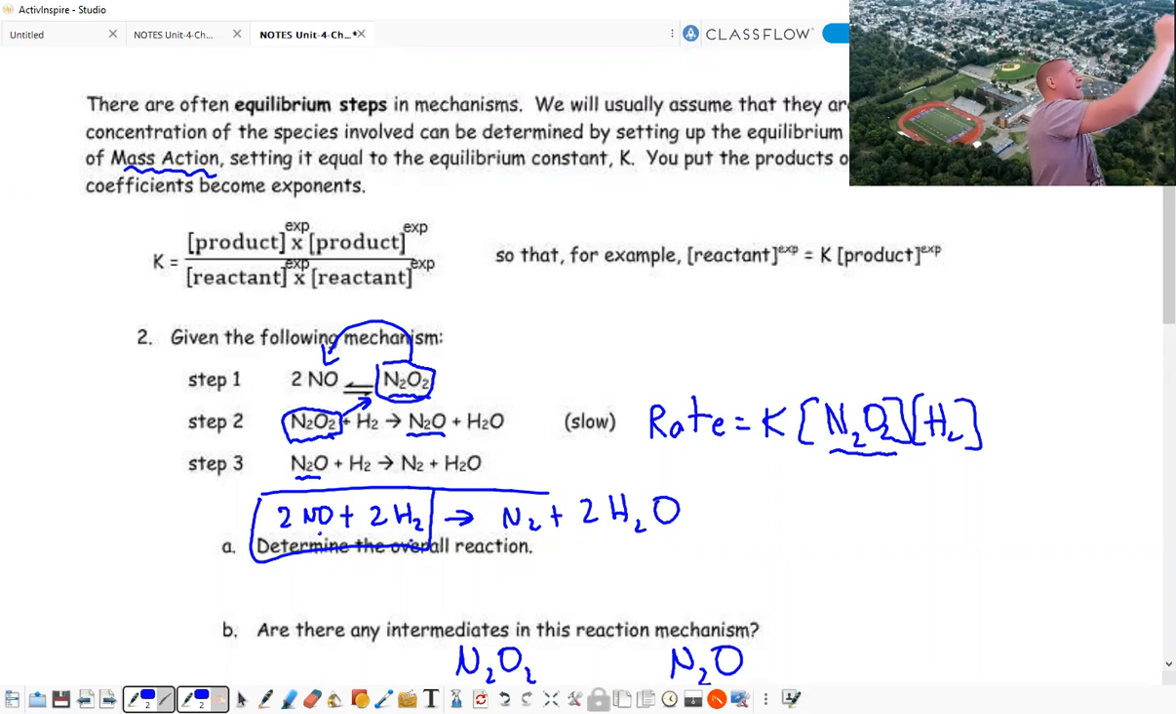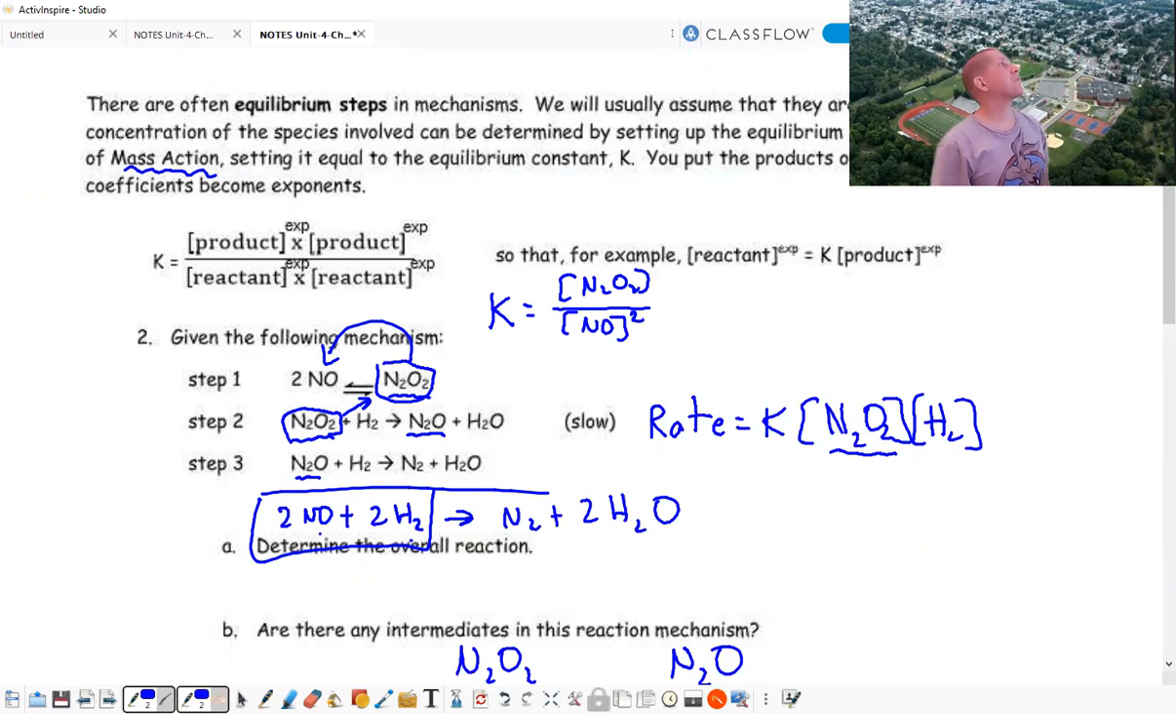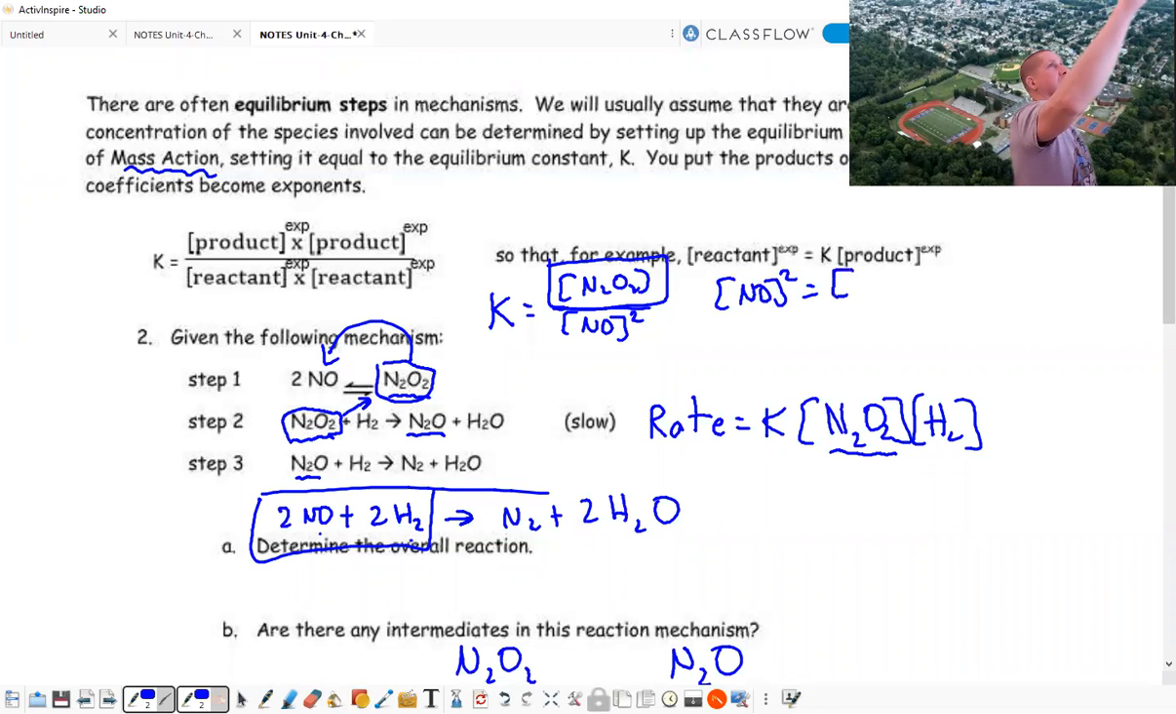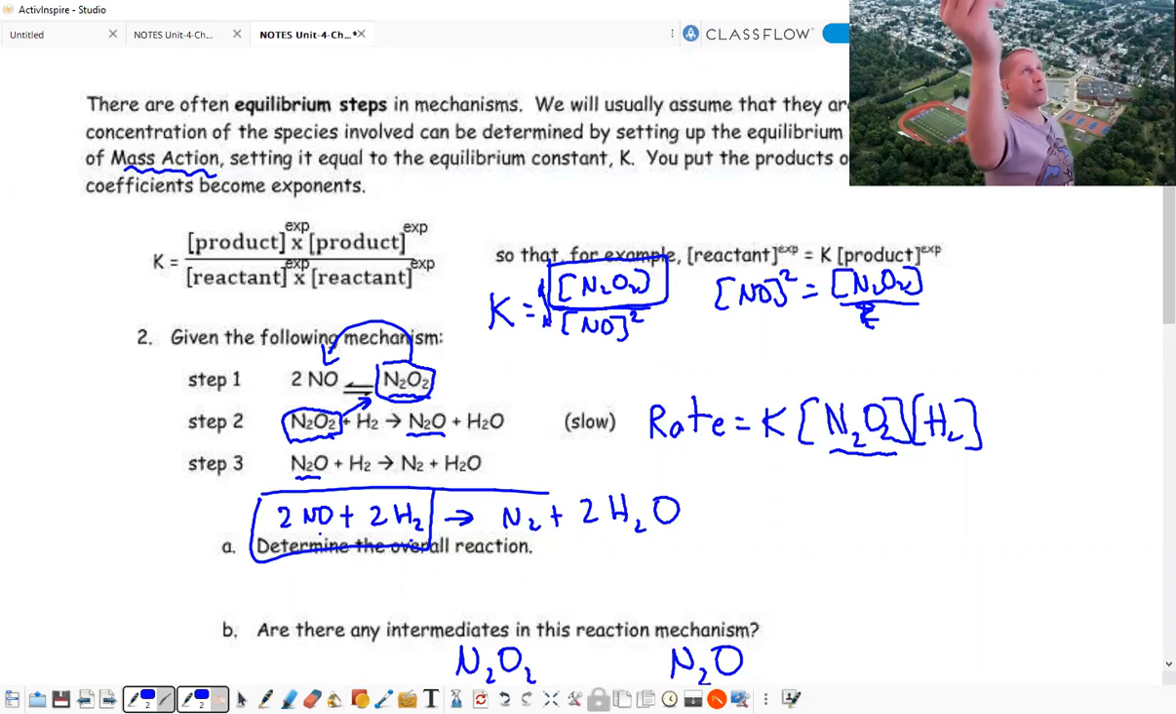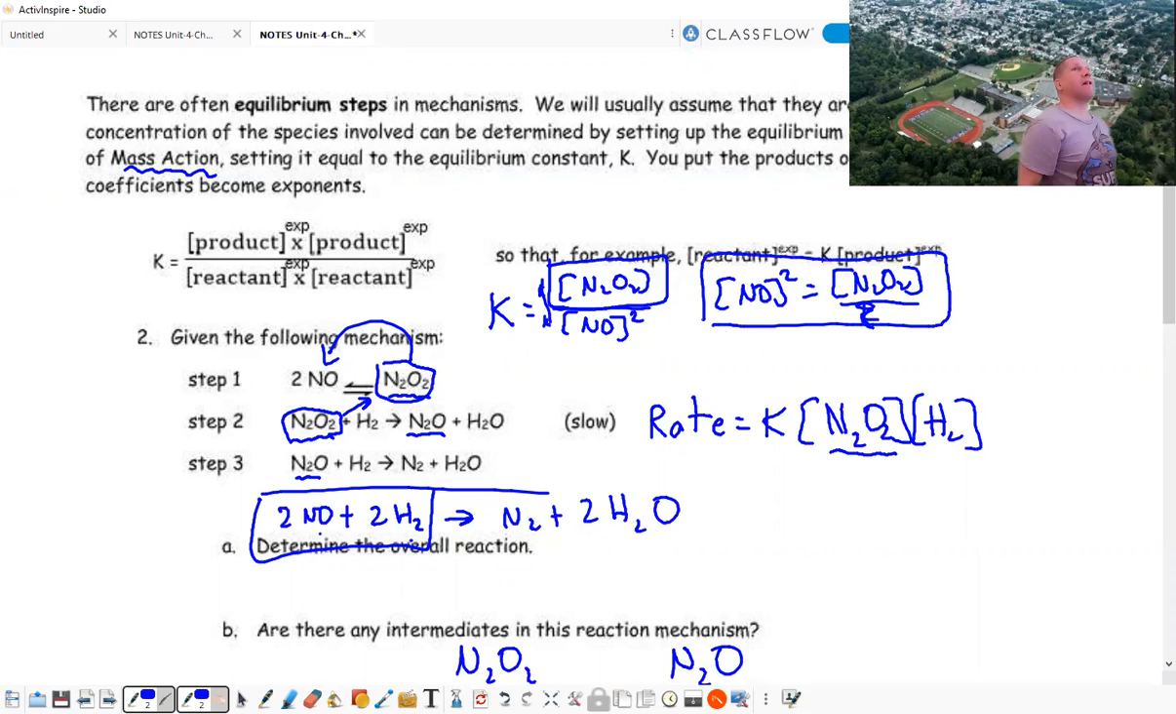So what I'm going to do is write the K expression, and I'm going to put the product, N2O2, over the reactant, NO. Remember, coefficients become exponents. And now I'm going to set them equal to each other. In other words, what is this equal to? So I'm going to multiply both sides by NO squared and divide both sides by K. And now I have this K on this side, I have a K here, and I have a K here. Those Ks cancel, and that's where we get that capital K. So you're essentially setting the products equal to the reactants from now on. So there's the product, N2O2, coefficient of 1. There's the reactant, and there's what they're equal to.